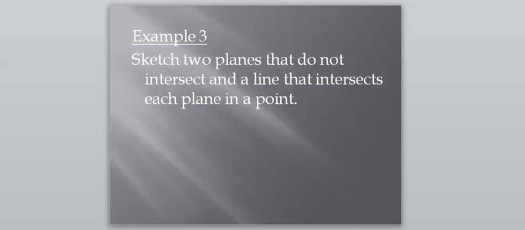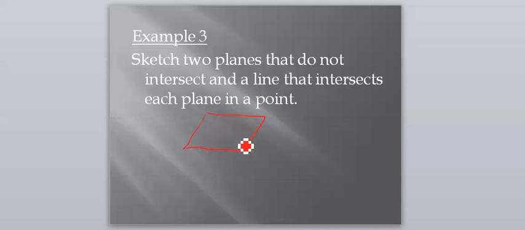Remember, if the slide changes too fast, you can always go back and you can pause. Example 3, sketch 2 planes that do not intersect and a line that intersects each plane in a point. To represent the planes, we're going to use those parallelograms. So it says sketch 2 planes that do not intersect. They do not share any points. So I'm going to sketch one plane. I'm just going to draw a parallelogram. Remember, the plane doesn't really stop here. It keeps on going left and right, up and down forever. It's infinite. This is what we use to represent it. So we have a concrete symbol.